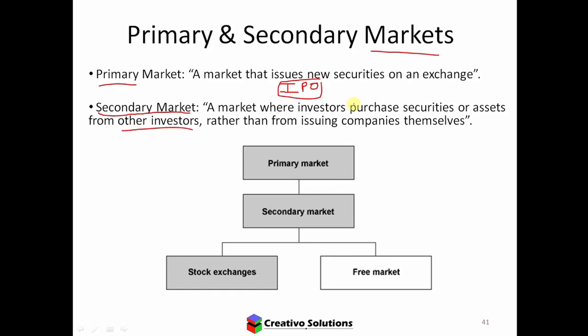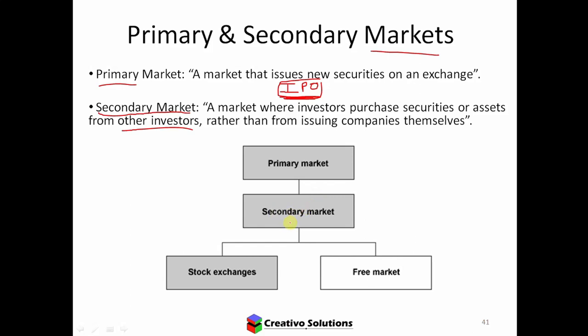Okay, when you're starting a business, you've created a private company, and at some point in time you want to list your private company on an exchange, in other words, make it go public, the primary market is that IPO. The secondary market would be where everyone can buy and sell those issued securities. Right, so you've got primary market, secondary market.